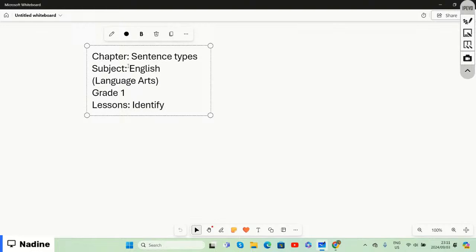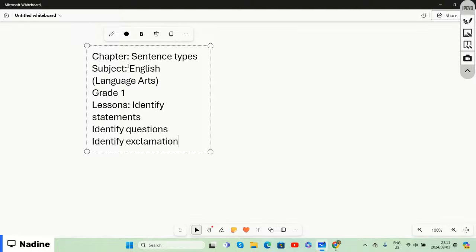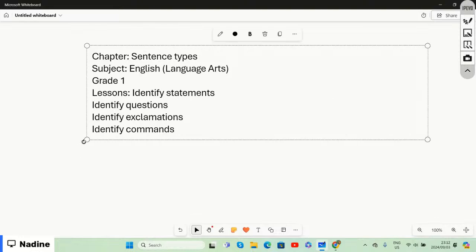So we said we identify statements. We're going to identify questions. We're going to identify exclamations. And we're going to identify commands. And that is going to be our lessons for today.